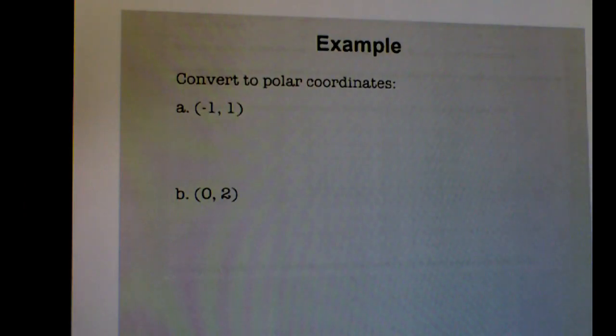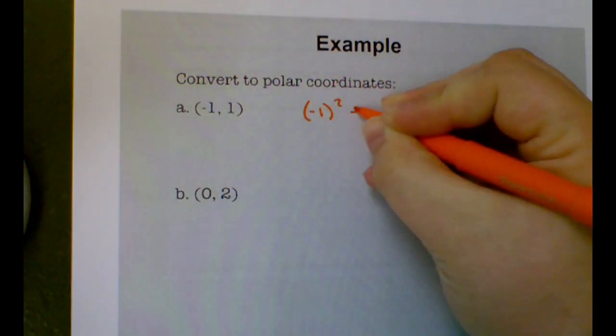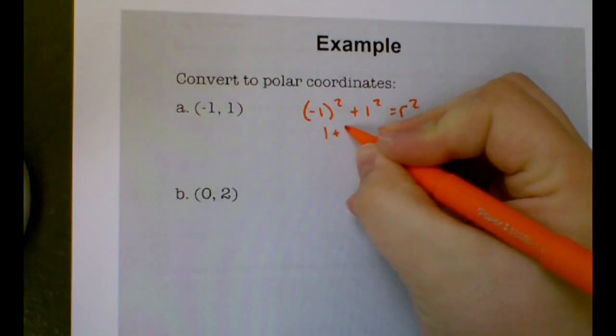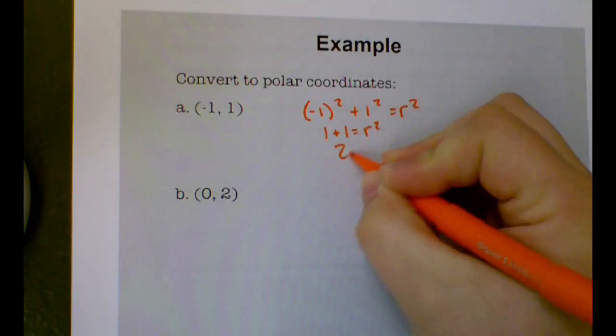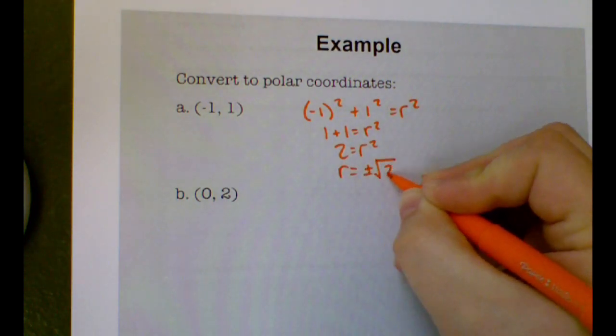So we're going to convert to polar coordinates. First thing I like to do is find r. So I take my x value squared plus my y value squared equals r squared. So I get 1 plus 1 equals r squared. R squared is 2. R is either positive or negative square root of 2.